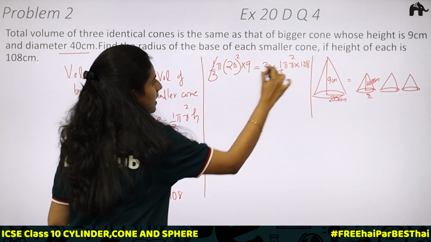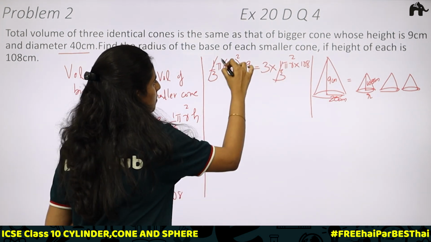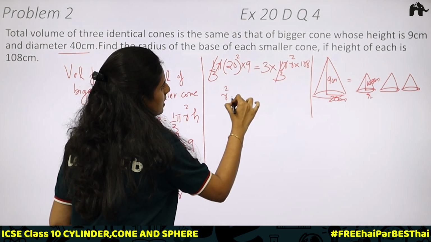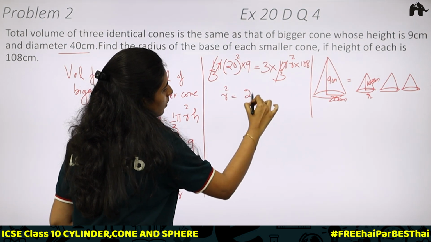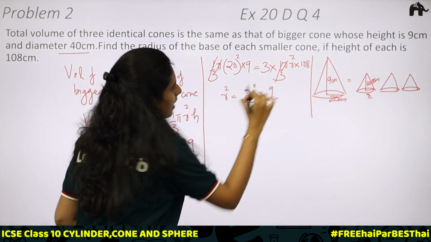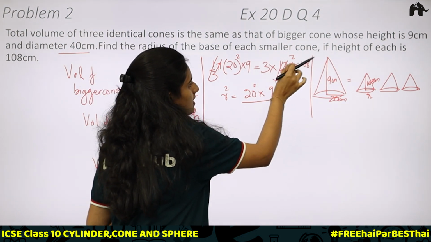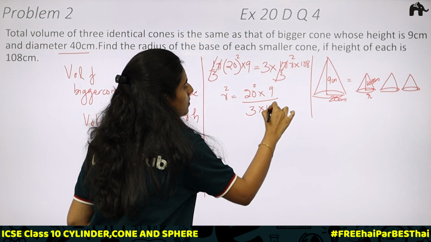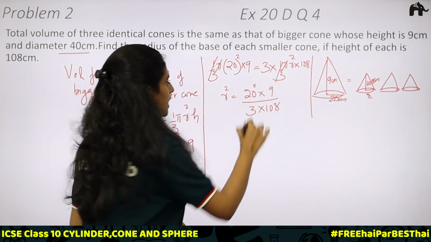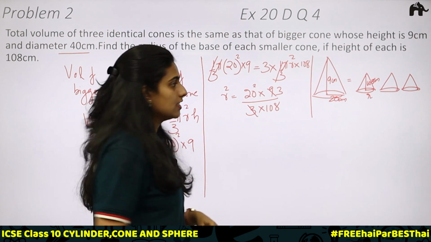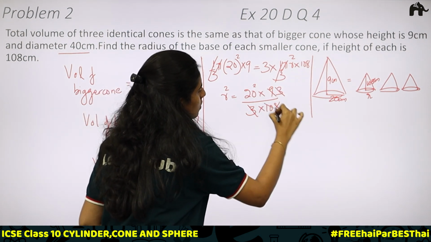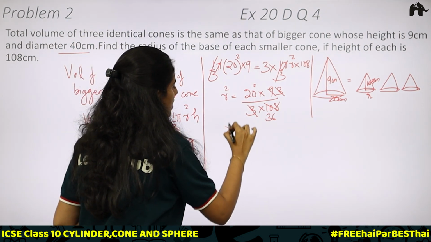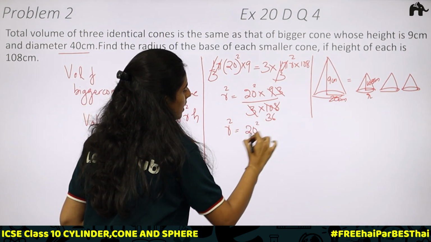1 by 3 can be cancelled. Pi and pi can be cancelled. Then we have r square is equal to 20 square into 9 divided by the terms that are with r square. We have 3 and 108. It becomes division, 3 into 108. 3 3s are 9. Then 3 into 36 is 108. So we have r square is equal to 20 square divided by 36.